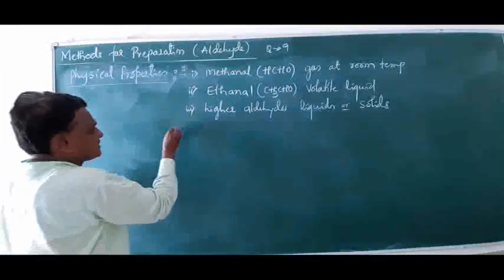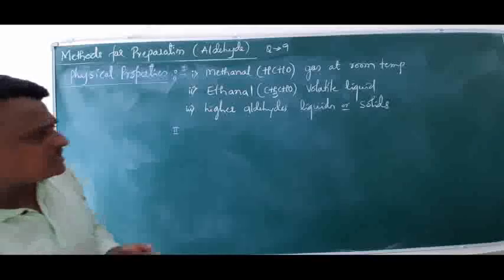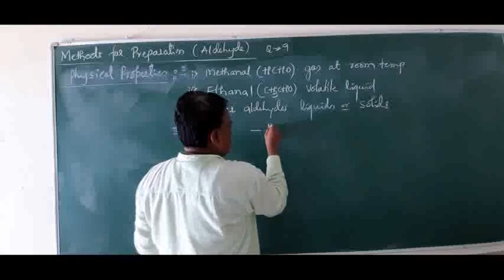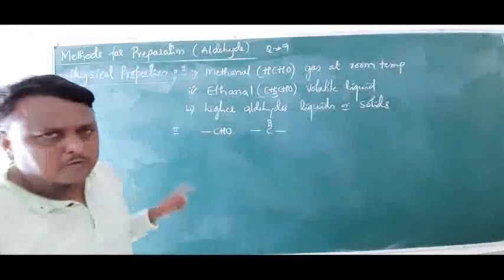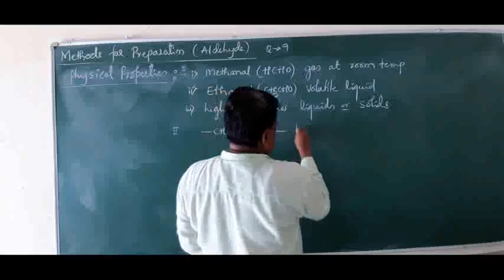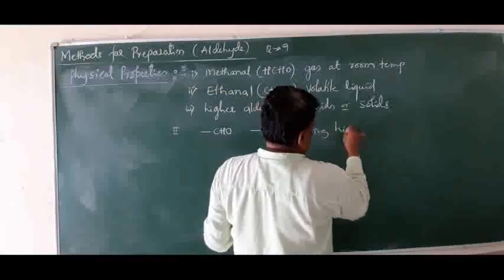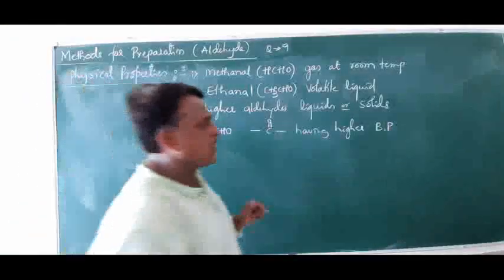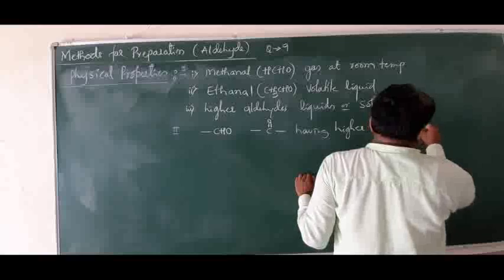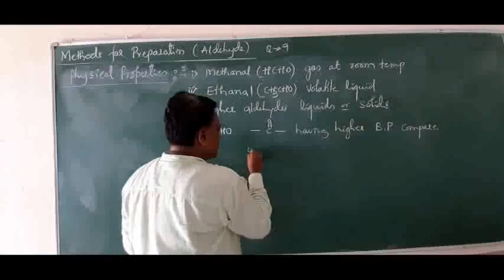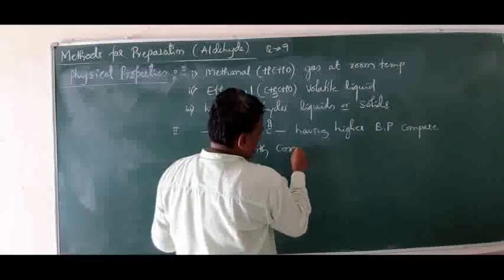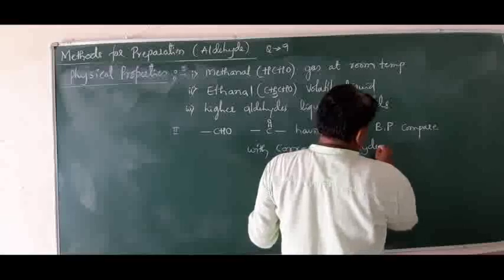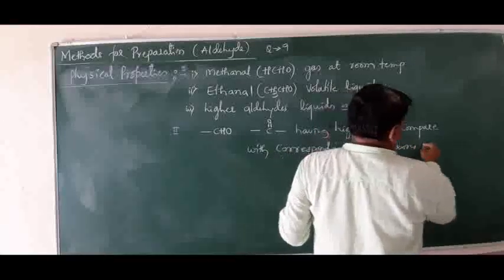Now we come to the second category. Aldehydes, I think all of you know, have the functional group CHO, and ketone has C double bond O. Both these carbonyl compounds, aldehydes and ketones, have higher boiling points compared with the corresponding hydrocarbons or ethers.